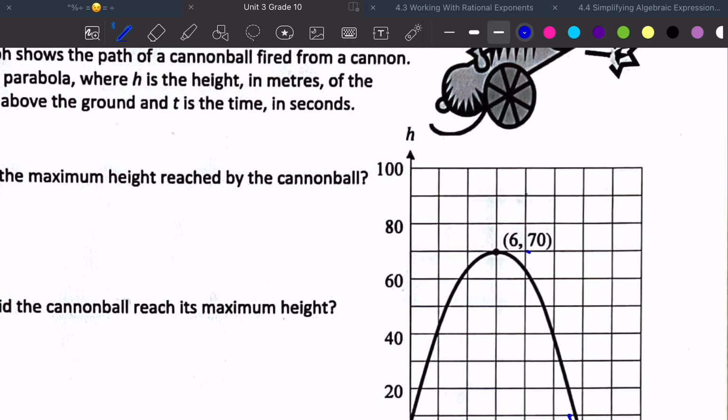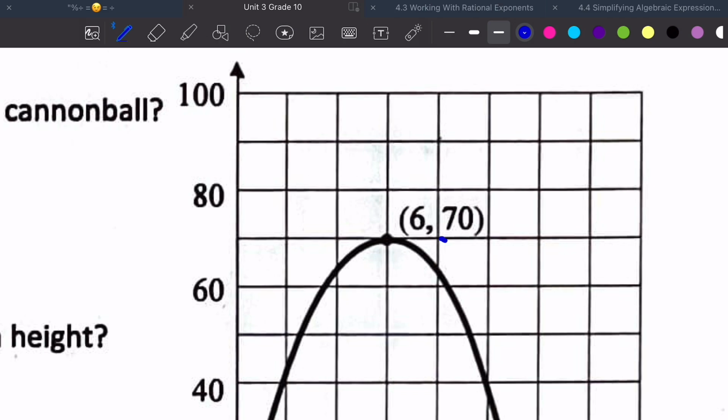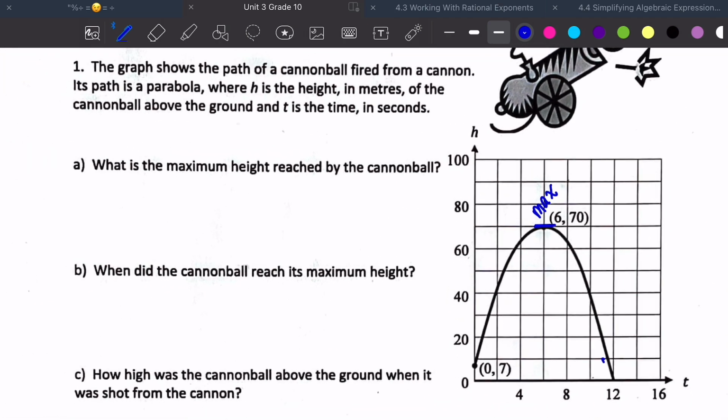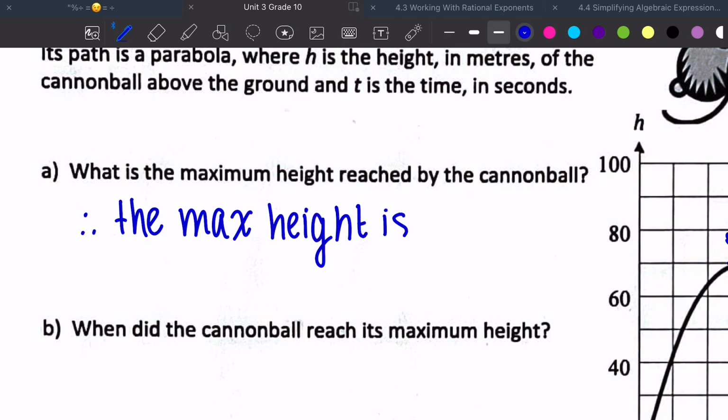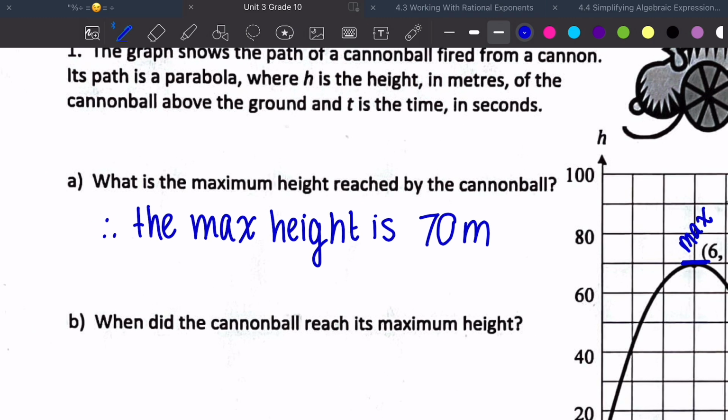Well, I can refer to the vertex. This is my highest point. This is the highest it will ever go, right? So this is my max height. So we can say, therefore, the max height is 70 meters, right? So it's wherever your vertex is. So this is your vertex y value if it's asking you about the maximum height.